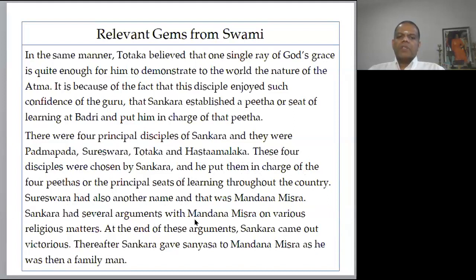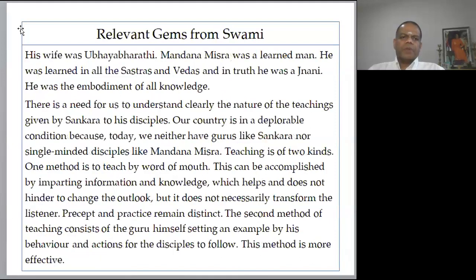Shankara had several arguments with Mandana Mishra on various religious matters. At the end of these arguments, Shankara came out victorious. Thereafter, Shankara gave sannyasa to Mandana Mishra as he was then a family man. His wife was Ubhaya Bharati. Mandana Mishra was a learned man. He was learned in all the Shastras and Vedas, and in truth, he was a Jnani. He was the embodiment of all knowledge.